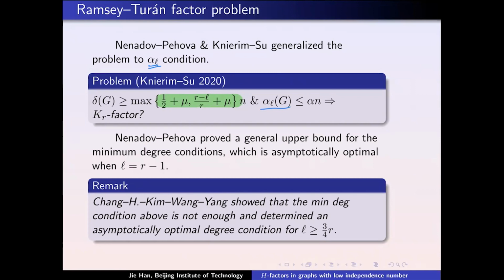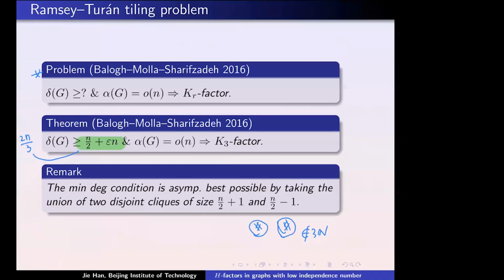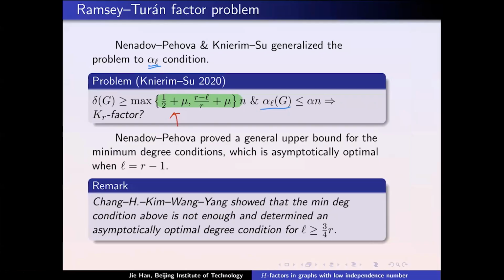However, this quantity is not enough. In particular, what is wrong here is that 1/2 is very natural. It actually corresponds to the two clique constructions. But actually, there could be a better construction. There is a better construction that we found together with our co-authors. We could replace this 1/2 by a number strictly greater than 1/2, where in such a graph there could be some vertices not in any copy of K_r. So certainly such a graph cannot have a K_r-factor.